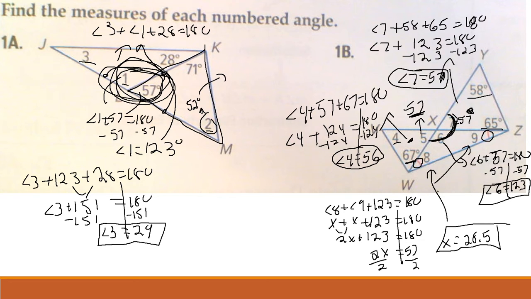So again, that 180 trick is helpful. All three angles in a triangle should add to 180, but also don't forget about vertical angles, about linear pairs, and about congruent angles that you can mark with the same variable, because those will help you solve through these problems as well.